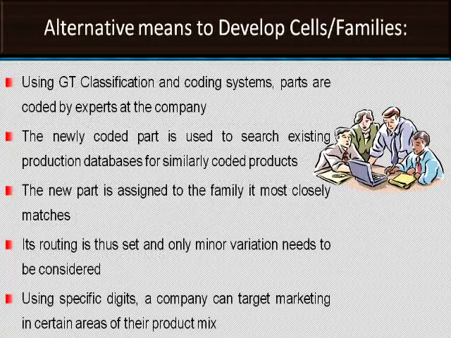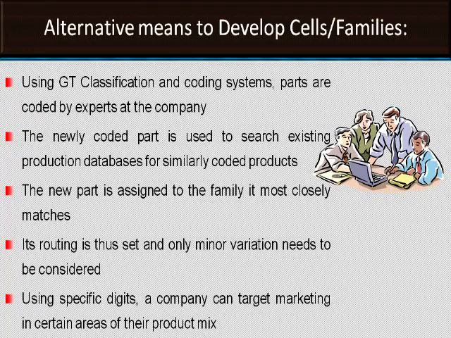Using a group technology classification and coding system, parts are coded by experts at the company. The newly coded part is used to search existing production databases for similarly coded products. The new part is assigned to the family it most closely matches. Its routing is thus set, and only minor variations need to be considered. Using specific digits, a company can target marketing in certain areas of their product mix.